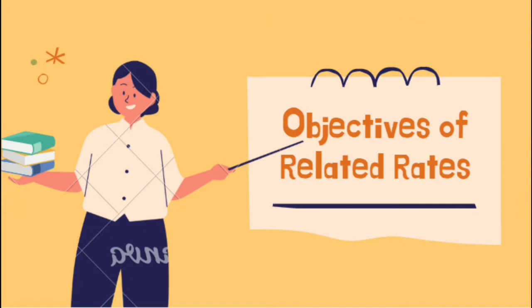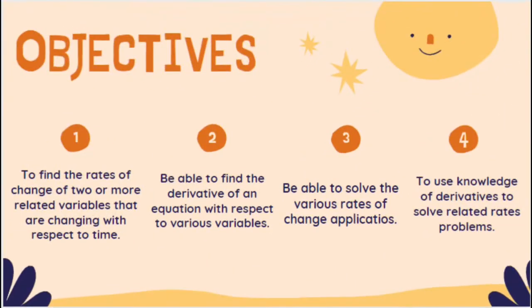Okay, now I want to explain about the objective of related rates. The objective of the related rates are to find the rates of change of two or more related variables that are changing with respect to time. Time is known as t, respect to time, which means dx over dt. Secondly, be able to find the derivative of an equation with respect to various variables. Thirdly, be able to solve the various rate of change applications. Lastly, to use knowledge of derivative to solve related rates problems.